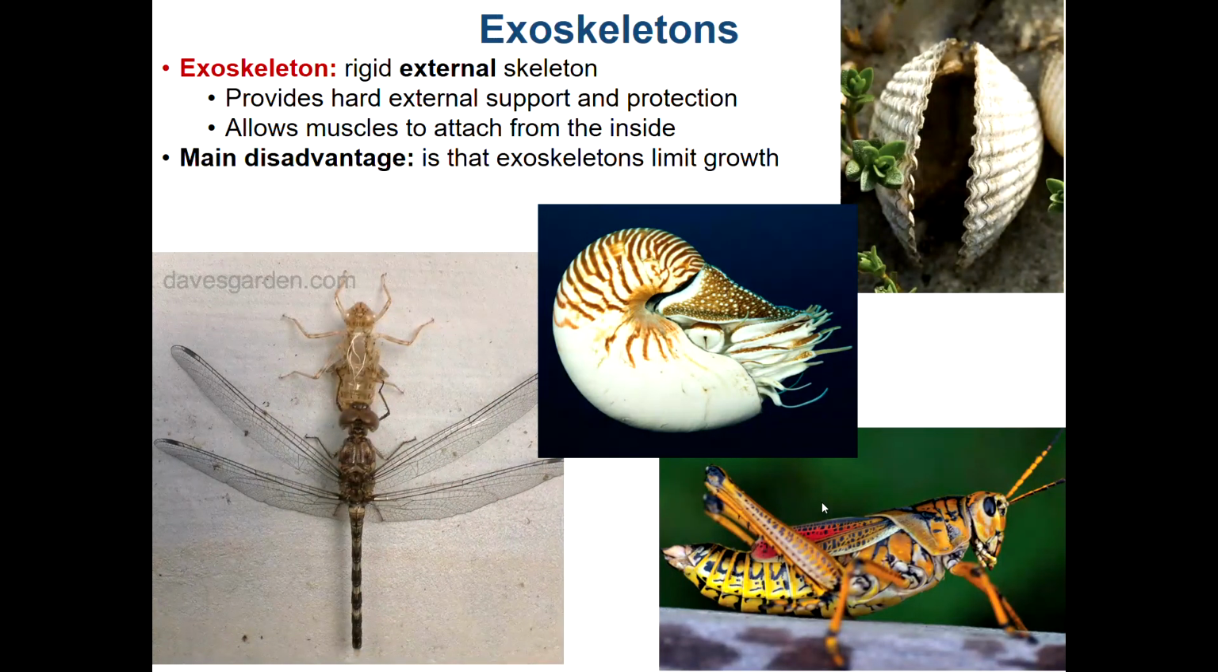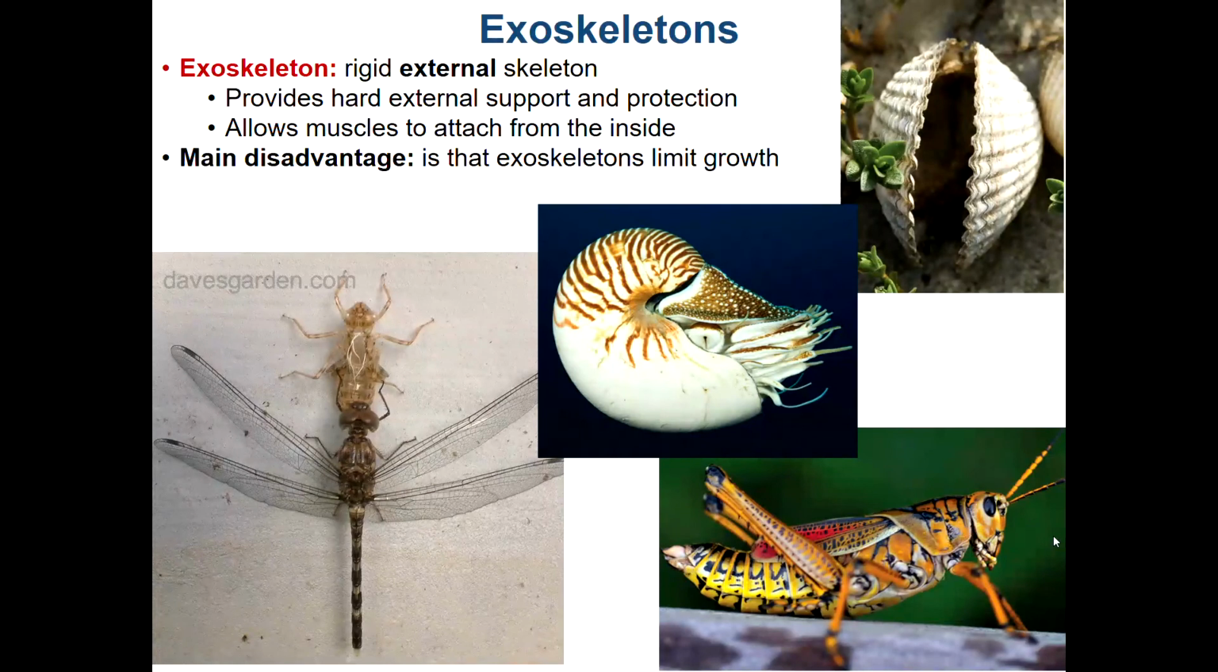Some animals have exoskeletons, which are rigid external skeletons. So exo means outside. So their skeleton is on the outside of their body. Exoskeletons have some advantages. They provide hard external support and protection for the organism, and it allows muscles to attach from the inside of the body. One other advantage for an exoskeleton is it helps to reduce water loss from the organism because they have that hard covering. Some examples of animals that have exoskeletons are some mollusks. So we have clams here, we have a nautilus, and arthropods. So that's insects, lobsters, crabs, and other crustaceans.